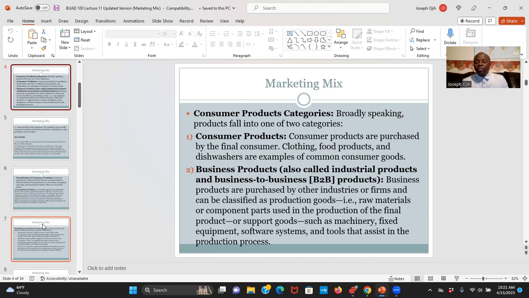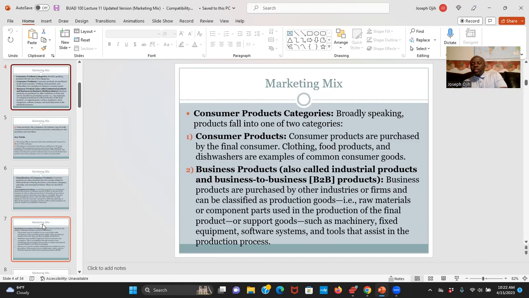Things like machines, machinery used in factories, fixed equipment, things like a photocopy machine, a large photocopy machine, or maybe, depending on the kind of business. For example, the machinery might be things like a tractor, and so on and so forth.